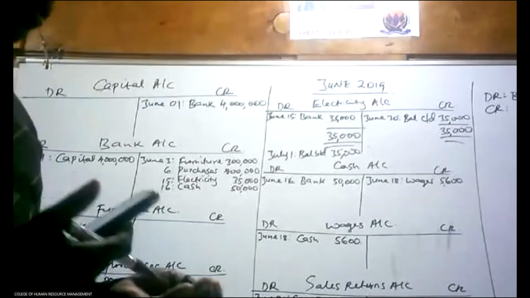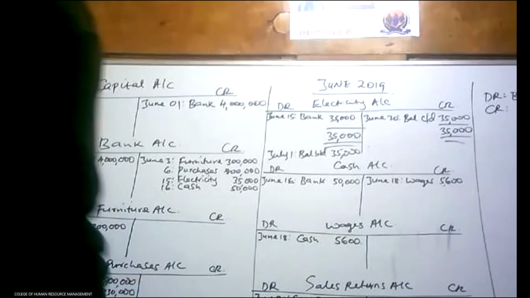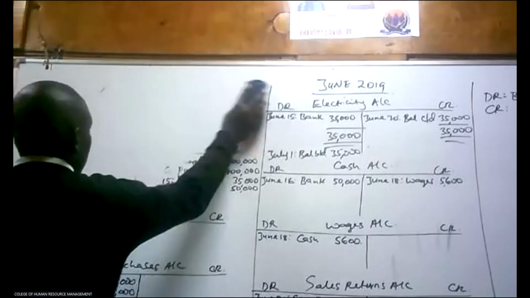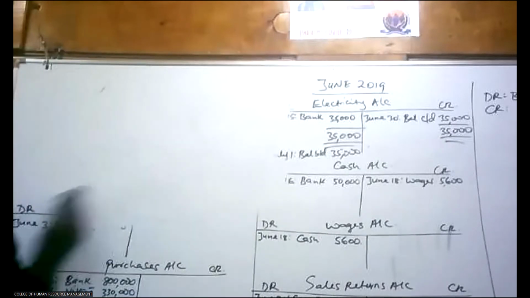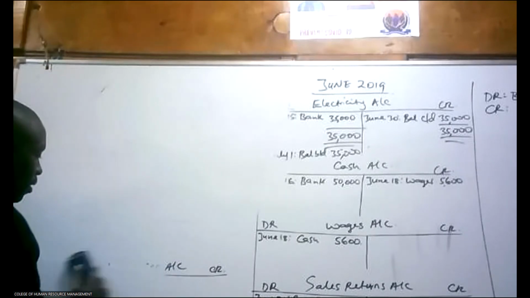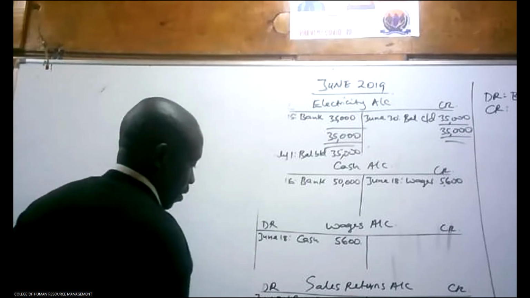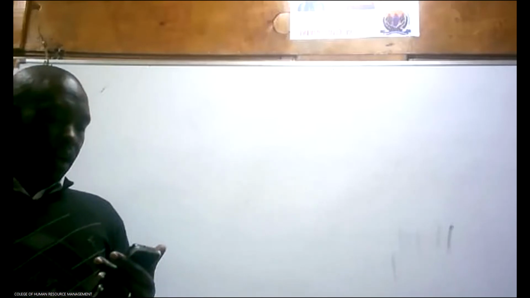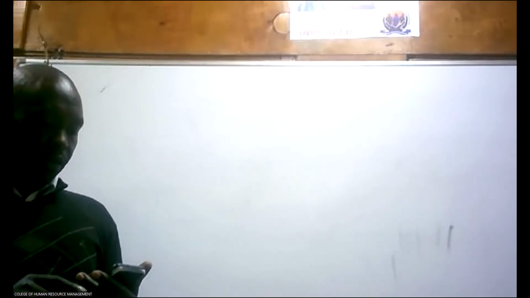So that is it for question 1. We move to question number 2. Question number 2 is theoretical, talking about the characteristics or features of ordinary shares.